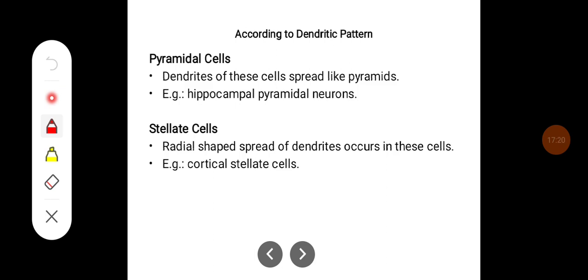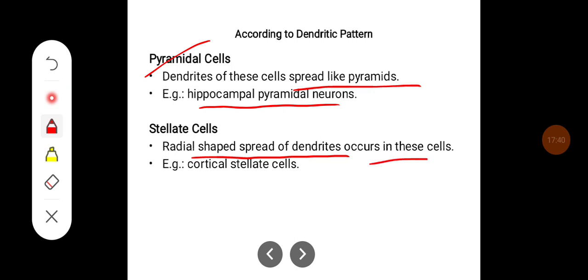According to the dendritic pattern, they can be pyramidal cells, where the dendrites spread like pyramids, for example hippocampal pyramidal neurons. They are also called stellate cells, where the dendritic pattern is a radial spread of dendrites, for example cortical stellate cells.